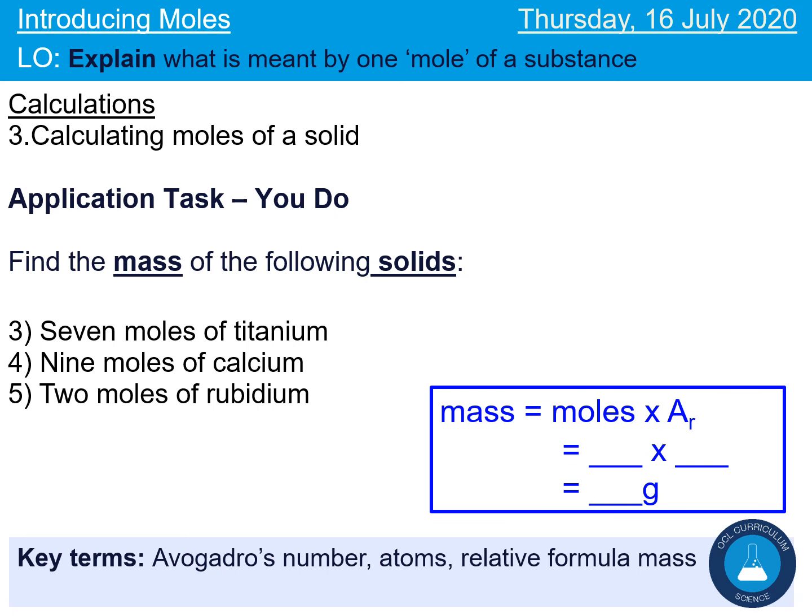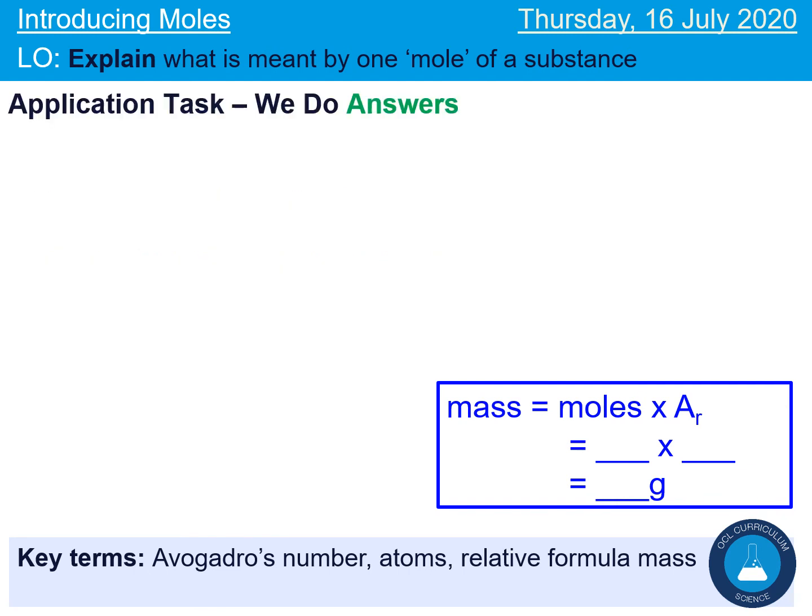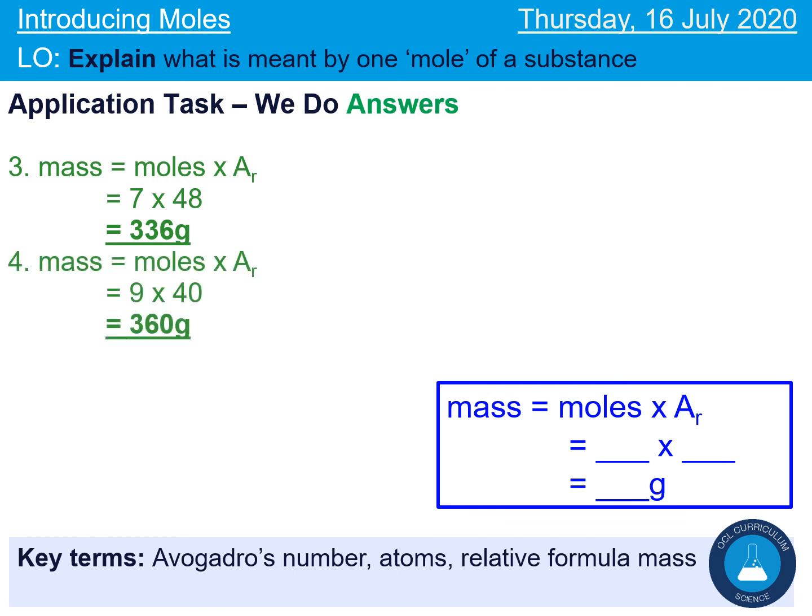Now pause the video and have a go at questions 3 to 5 by yourself. Make sure you use the equation mass equals moles times MR, or AR, and that you use your periodic table as well to check the atomic masses. When you're finished, unpause the video and check your answers. Let's check if you got it right. Remember, for each of these questions, your answer must be given with a unit, which in this case is grams. If you have not written a unit for your answer, please make sure you write the unit in now.